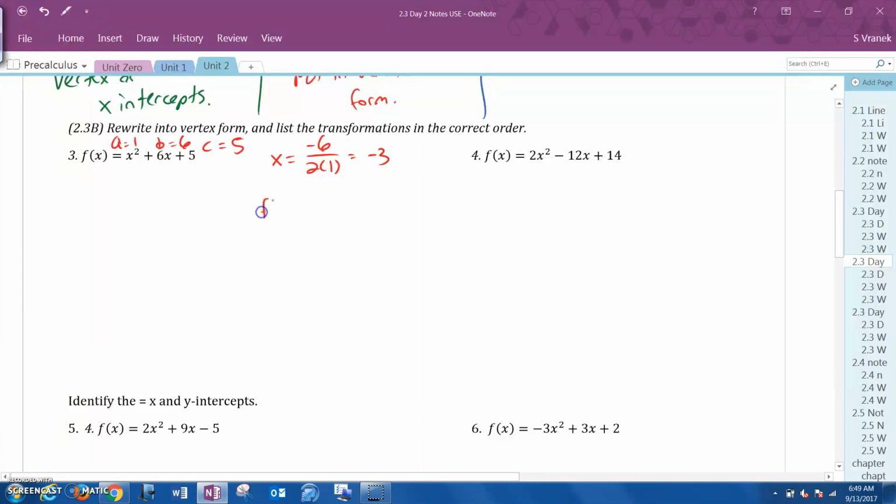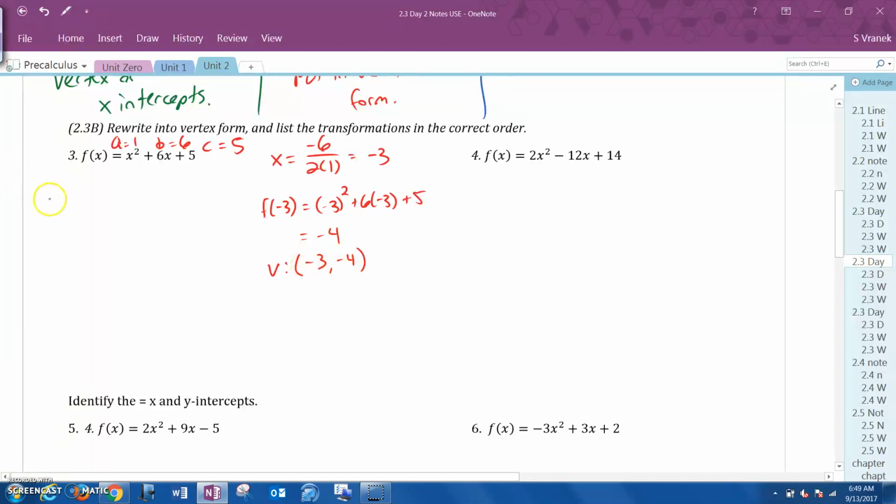Now we have to find what the function is at negative 3. That's the y value. So when we put negative 3 in, we get 9 minus 18. That's negative 9 plus 5, negative 4. So the vertex is (negative 3, negative 4). So now what you can do is go right to vertex form.